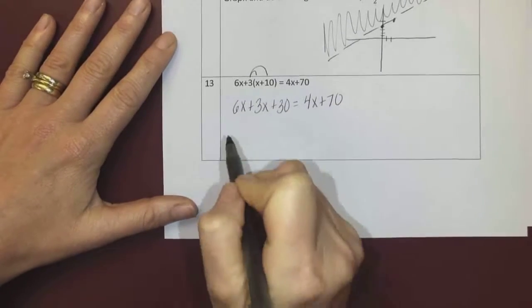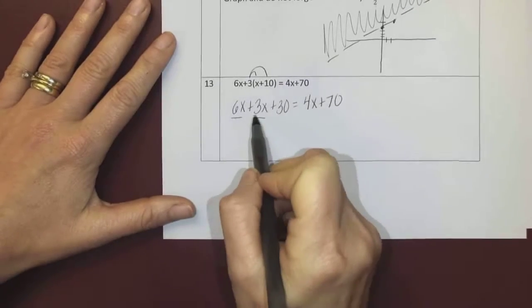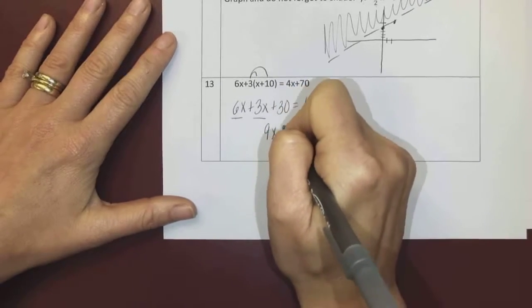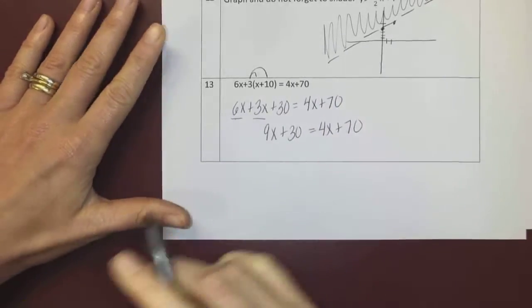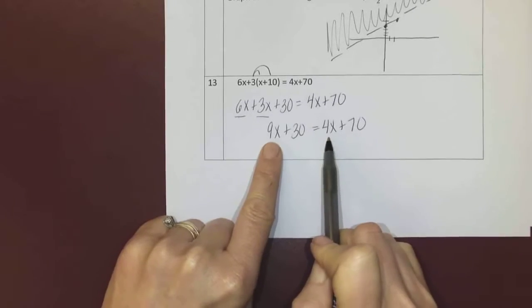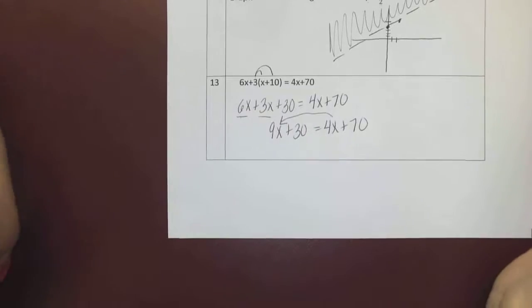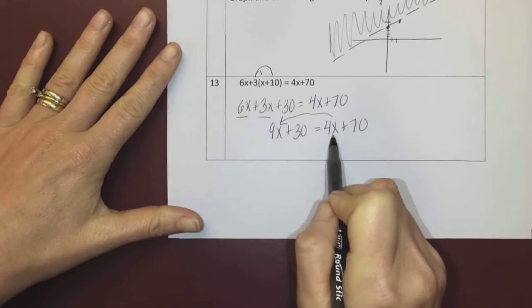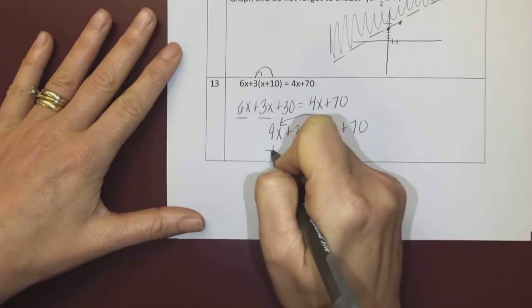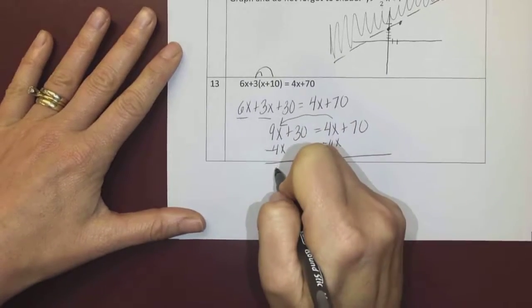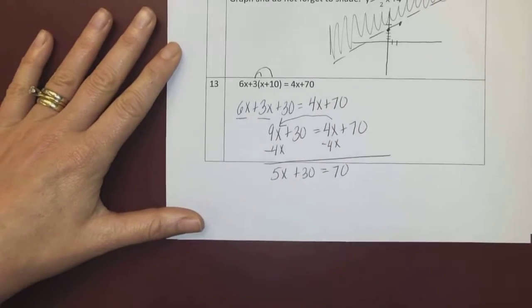Then I will combine like terms. I've got two terms that have x's. 6x's plus 3x's is 9x's. Bring the rest down. When you have variable terms or x's on both sides, you want to take them all to one. You can take them to either side you want, but if I want to bring a positive 4x to the other side, I will subtract 4x. When I do that, I get 5x plus 30 equals 70.